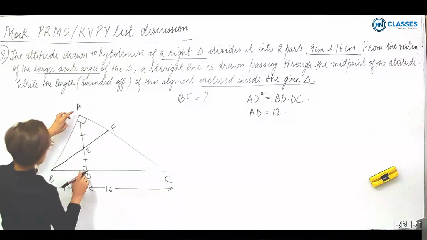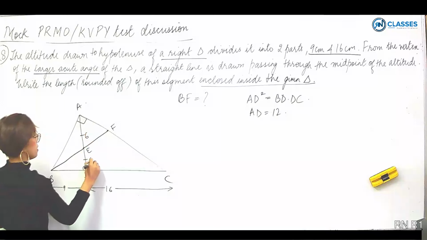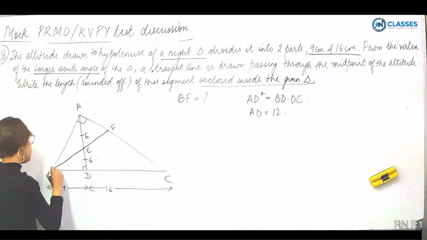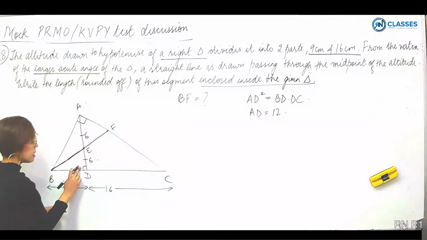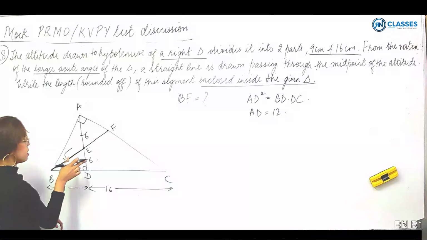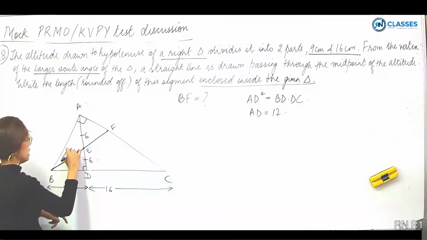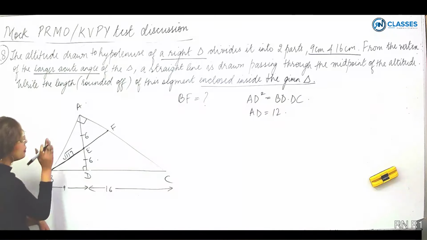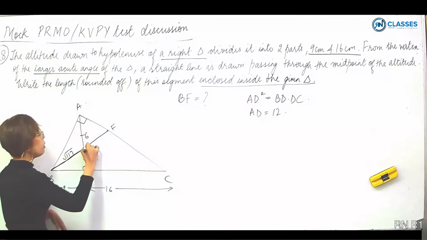Right? Now, if this is 12, this is 6 and this is 6. Mind it, I need BF. I already know BD. Right? This is 90, this is 6, this is 9. So this is root of 9 square plus 6 square, which is root 117. Cool. All I need to do is find out the value of EF.